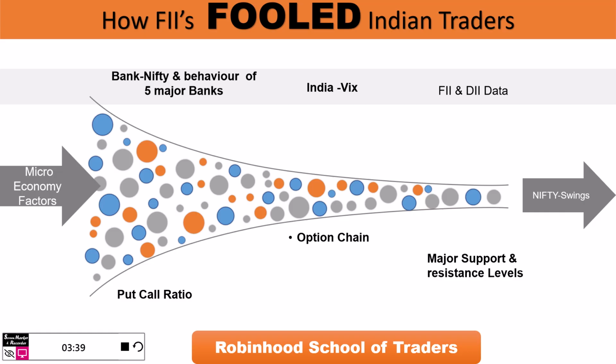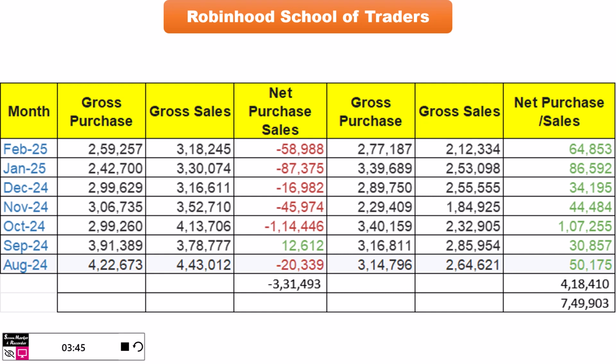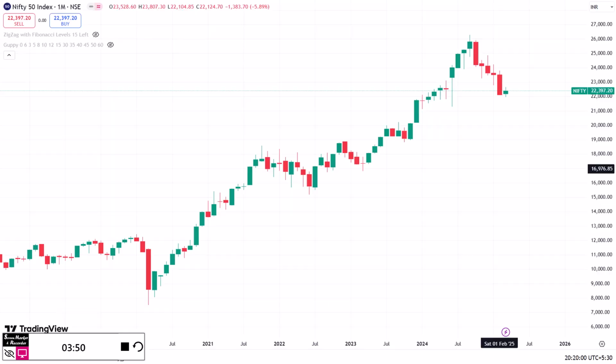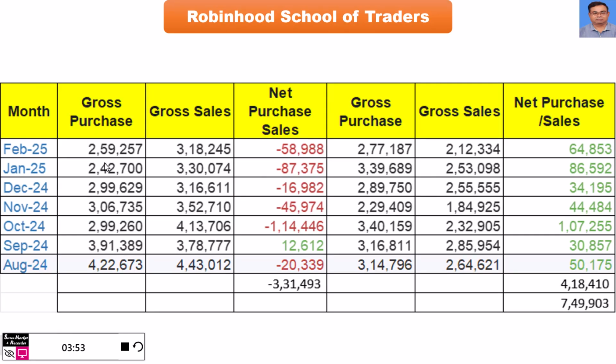So why have I used the term how FIs have fooled Indian traders? Let's get started. When we had a debate in our class, we found out, see, this is the biggest problem. If we take the last 7 months of data, from September, October, November till February, this is the zone where FIs have fled. In the month of October, when the market was at peak, they shed almost 34% of the stake. And in February, they shed almost 26%. So 53% they have shed in the last two major months only.